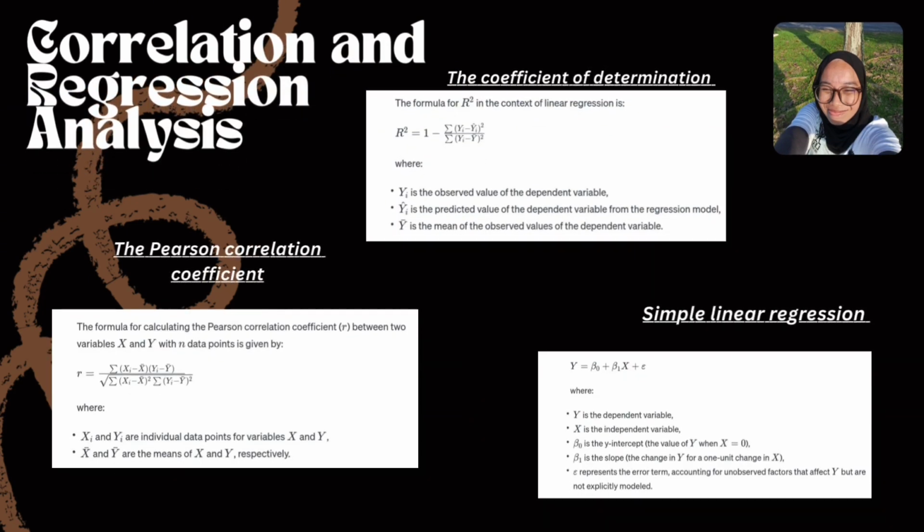As we can see here, there are three different formulae that we can use in the correlation and regression analysis. The first one, we have the Pearson correlation coefficient formula, and then we also have the coefficient of determination formula, and the last one is the simple linear regression formula.